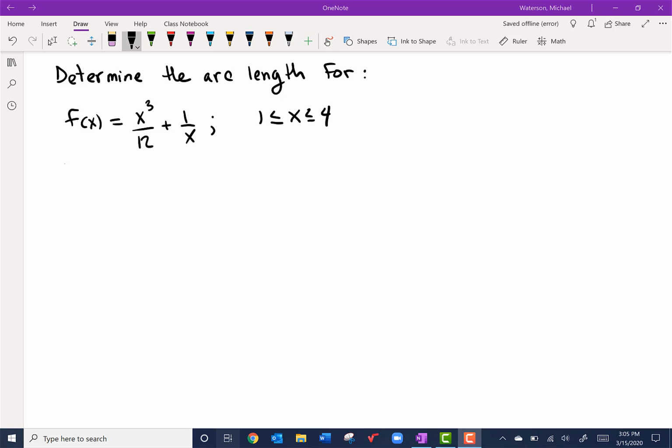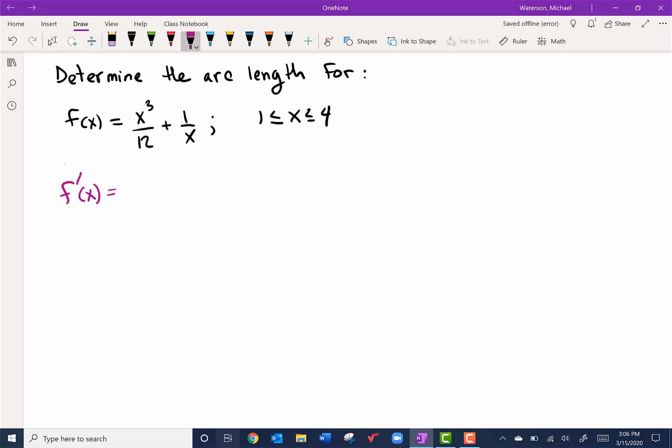All right, let's get started. So we're going to want to determine the arc length for our function x cubed over 12 plus 1 over x on the given interval from 1 to 4. So before we get started, why don't we go through and find the derivative of our function. It's going to be needed when we go to use our arc length formula.